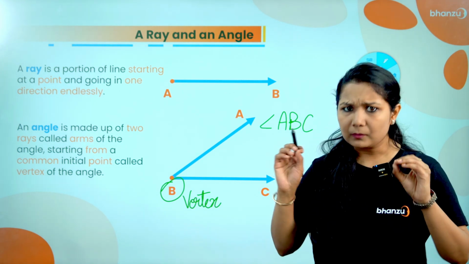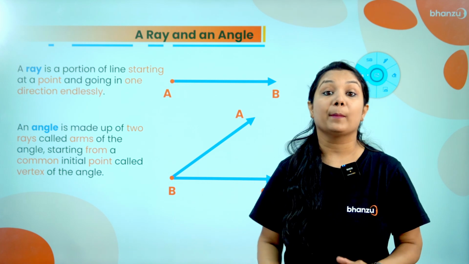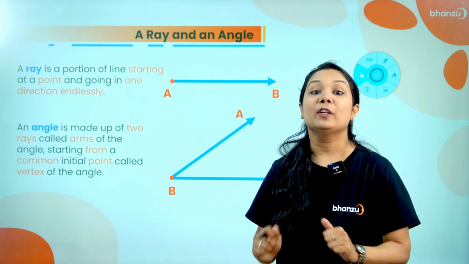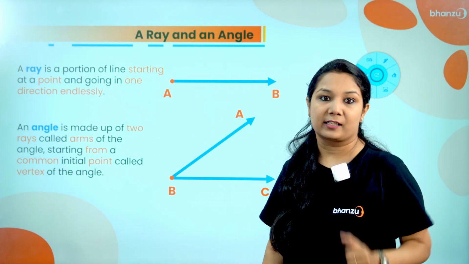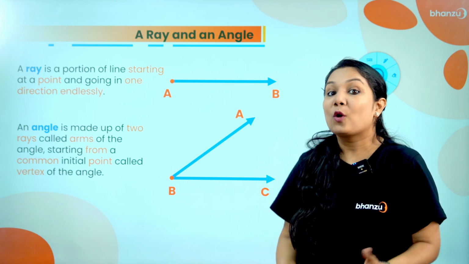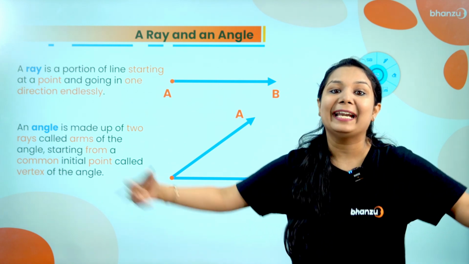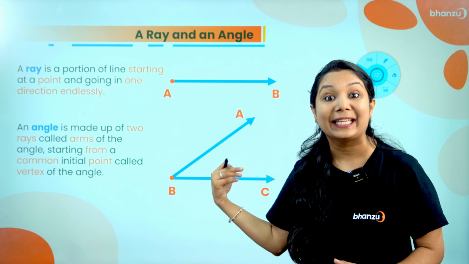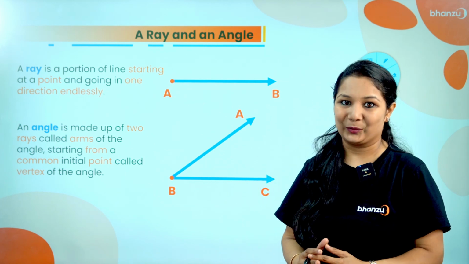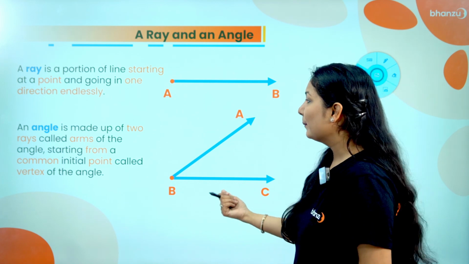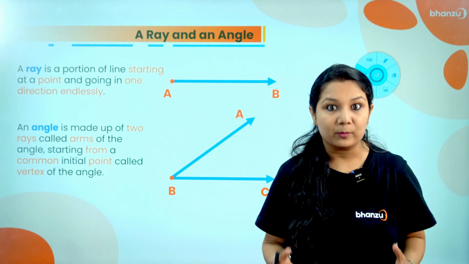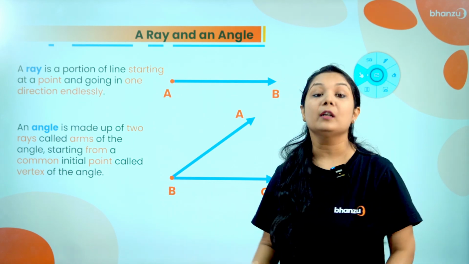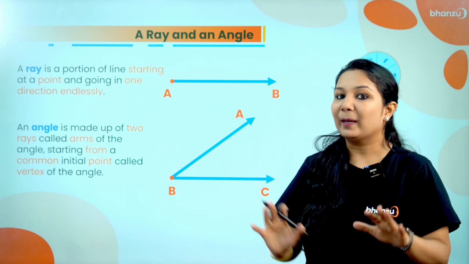Clear everyone? So what did we learn till now? We talked about what a point is, without which no geometrical concept can start. Then we talked about a line segment, the shortest distance between two endpoints. A line keeps on going endlessly on both sides. A ray starts at one point and keeps on going endlessly towards one direction only. And an angle is made up of two rays which are called arms of that angle, and the common initial point from wherever they start is called the vertex, right? So everybody clear till here?